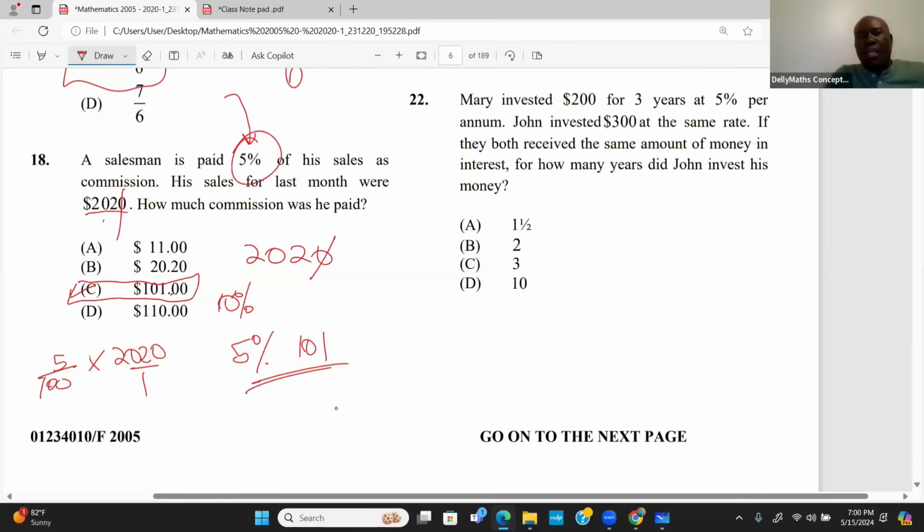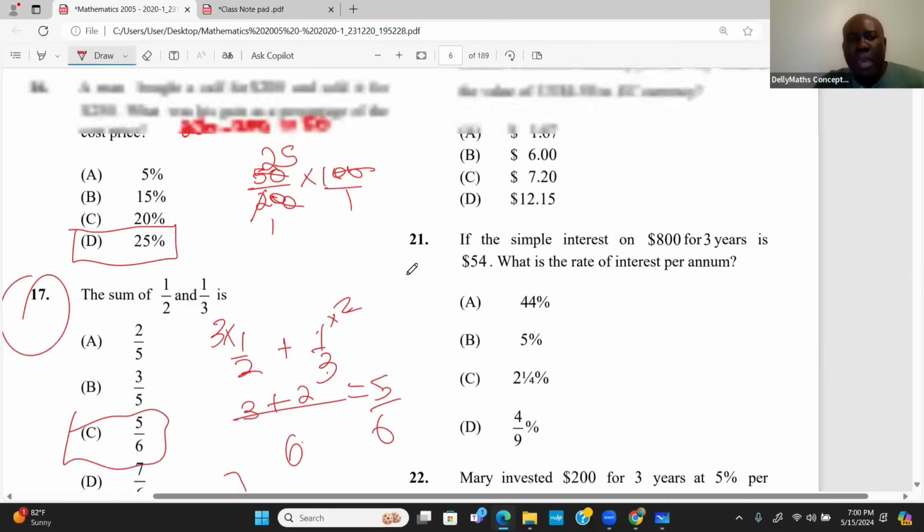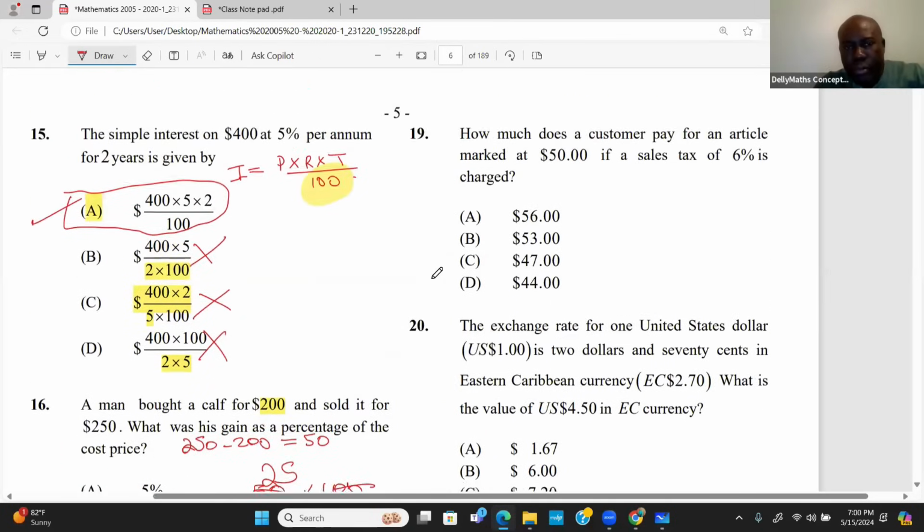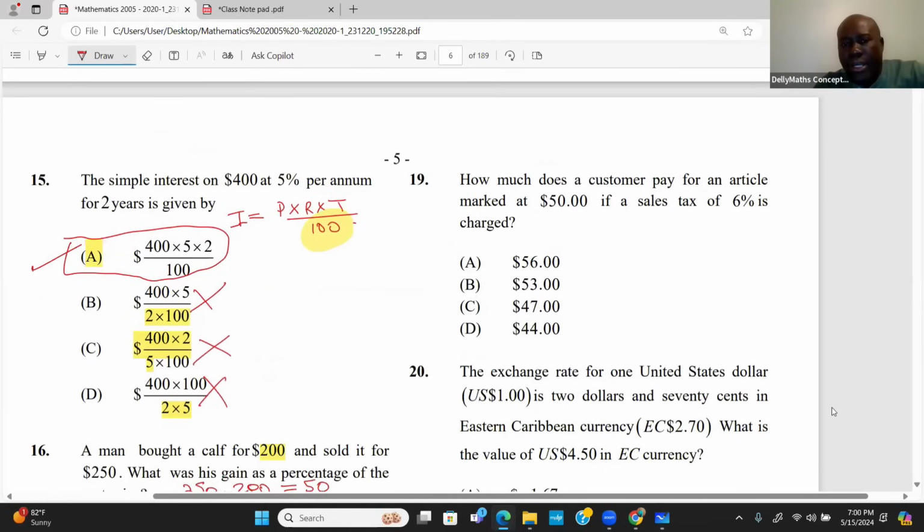But definitely, they're going to give you some nice numbers to work with, and that is why I was giving you the heads up. But over time, you get better as you go. All right, let's look at number 19.